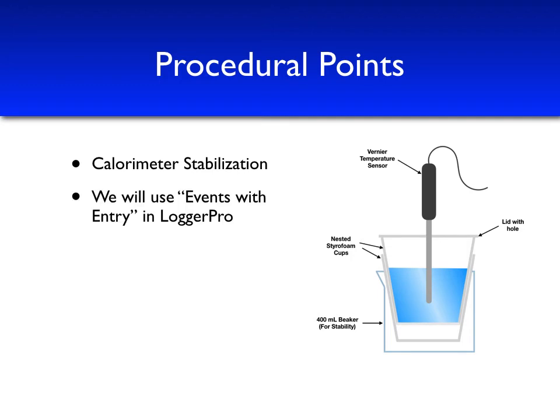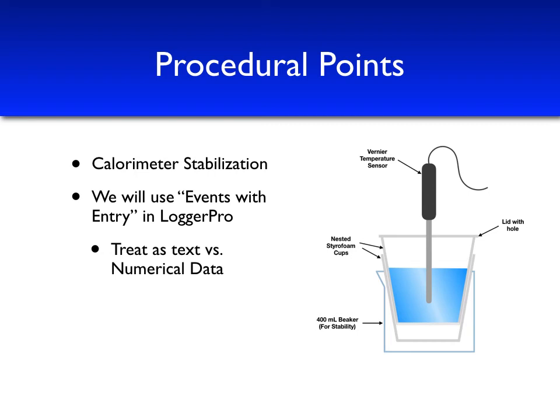We will then use LoggerPro software to carry out our experiment. This time, however, we're going to use a new type of data collection called Events with Entry. Events with Entry allow you to record, in this case, a temperature for a specific event or measurement. There are 2 types of events that we'll be using. In part 1, we simply want to know the temperature at the beginning and end of our reaction. This means that we will enter a text label for each measurement.